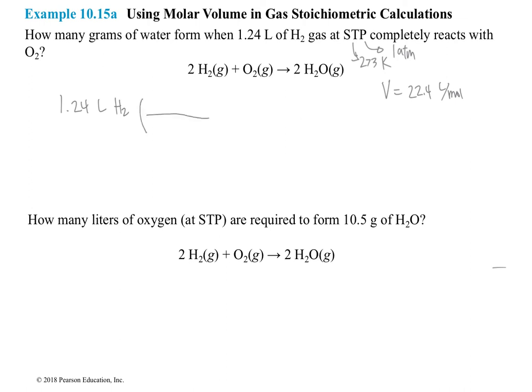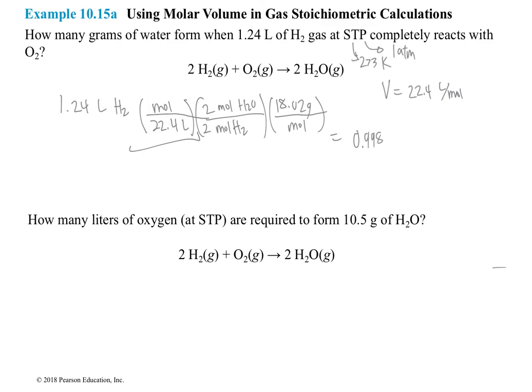So I can use 22.4 liters per mole of hydrogen and then get into moles. So I know I have 2 moles of H2 for 2 moles of water, and then I can go into molar mass. So this step cuts it short where we don't have to use ideal gas law, although you could, and I support it. And that would be 0.998 grams of water.